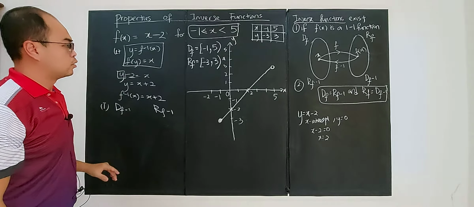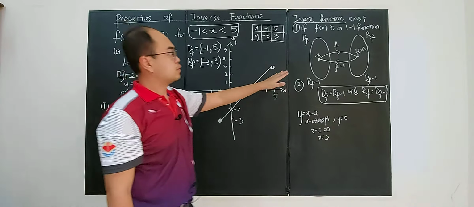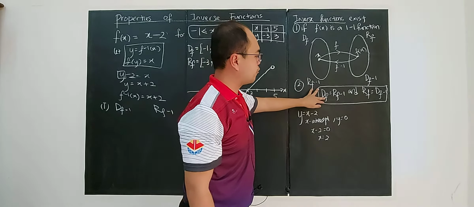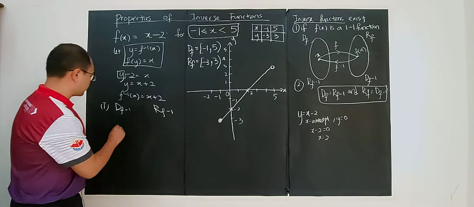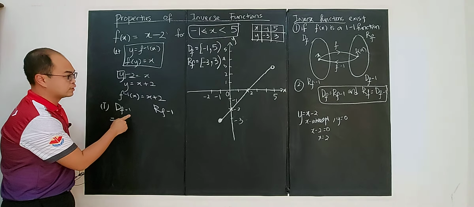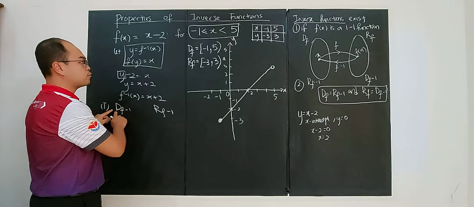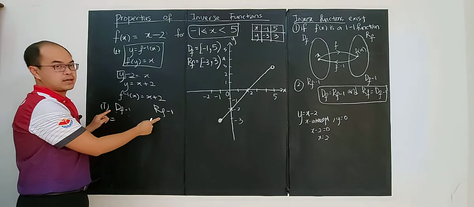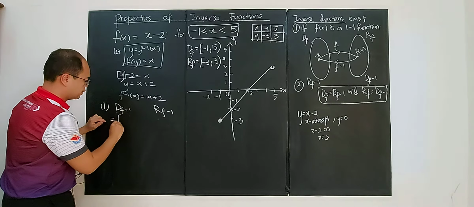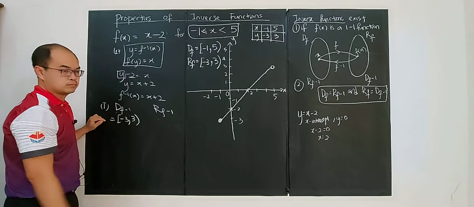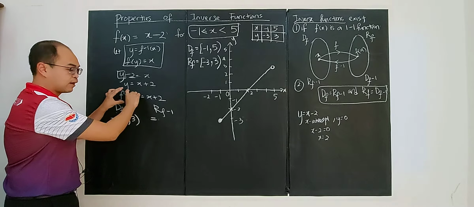So without sketching the graph for f inverse, by the properties of inverse functions, the domain of f will be the range of f inverse, and the range of f is the domain of f inverse. They just interchange. So the domain of f inverse will be negative 3 up to 3, without sketching the graph.